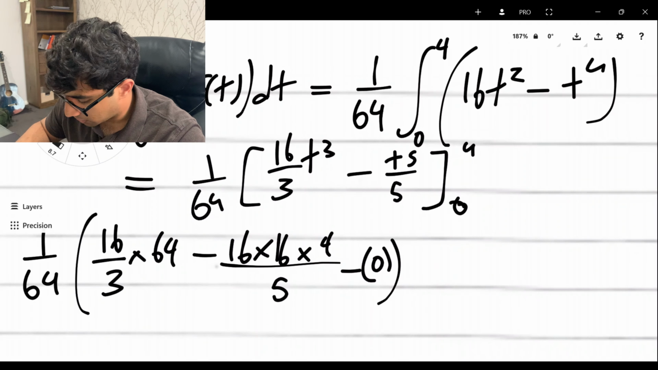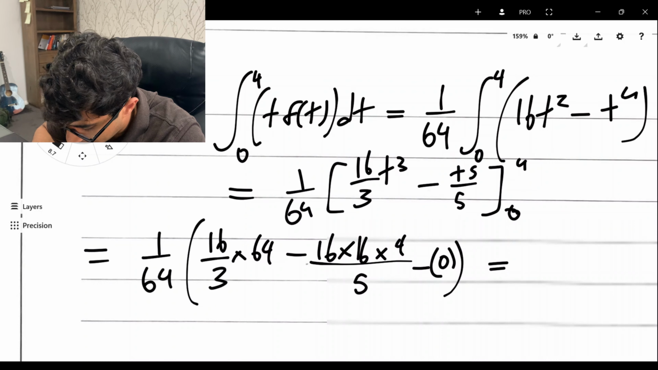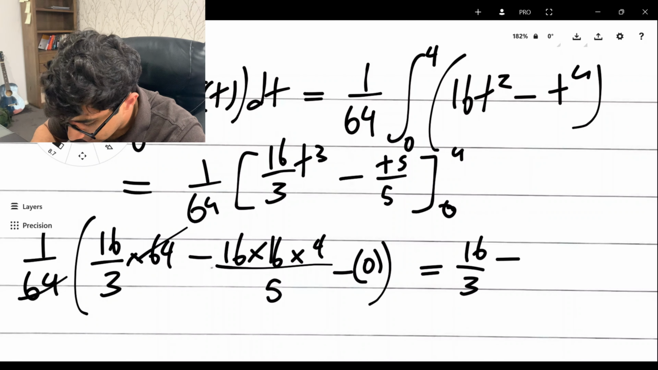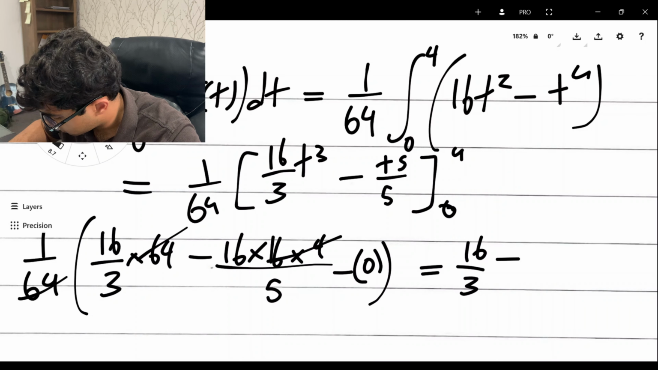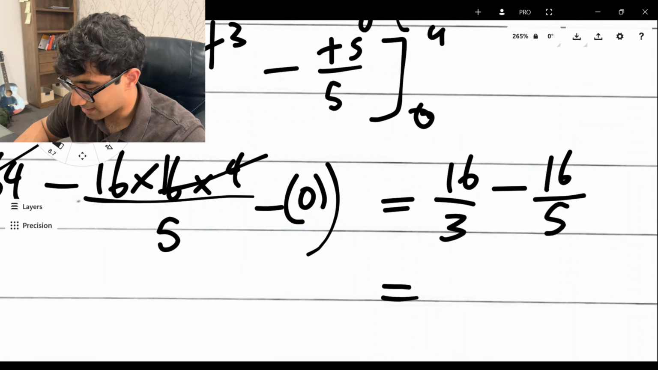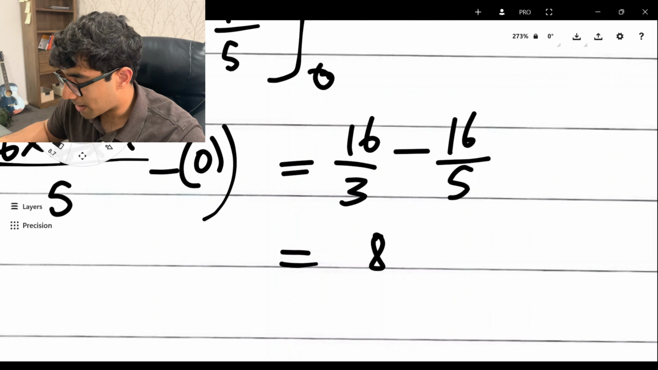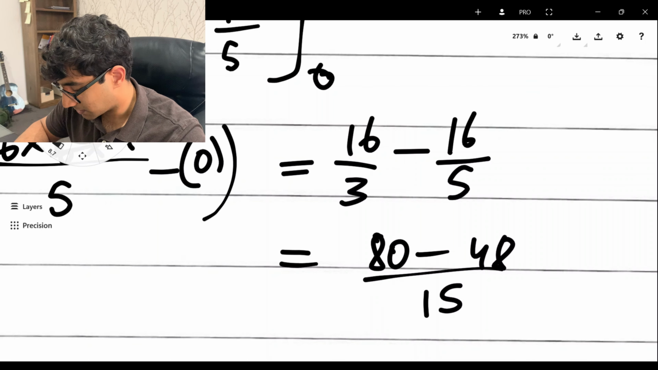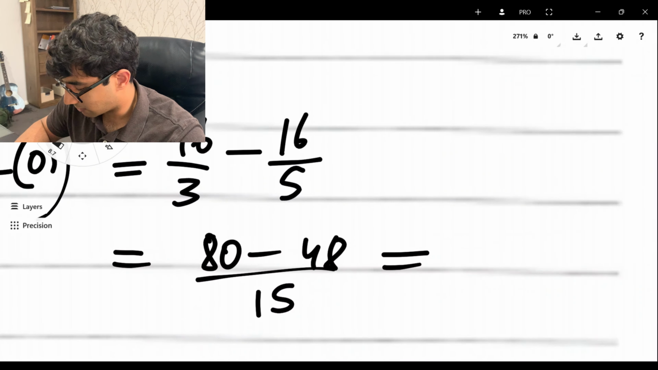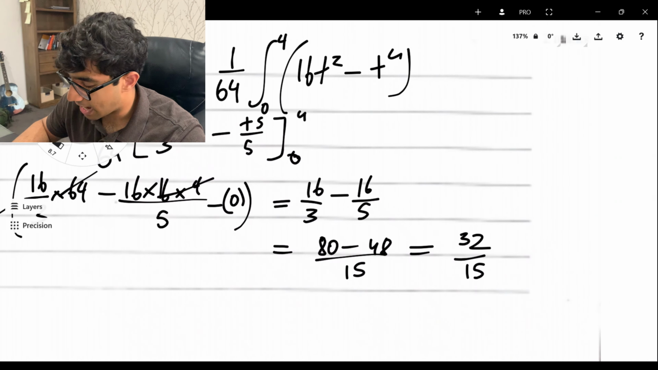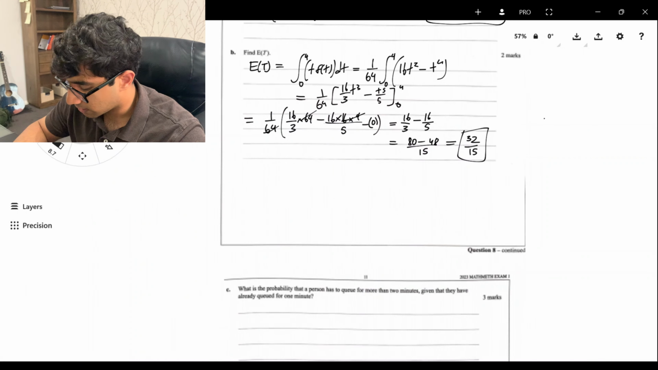Now we're just going to cancel stuff out, so we get 16 over 3 minus 16 over 5, which is the easy way to circumvent some of that algebra. So you get 80 minus 48 over 15, 32 over 15. That would be your average value, or expected value.